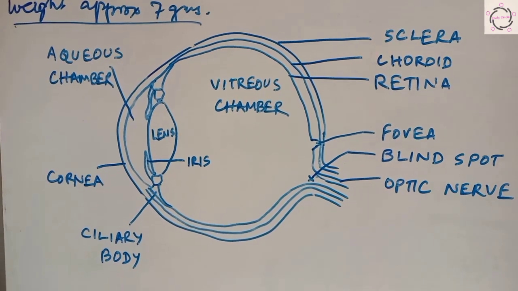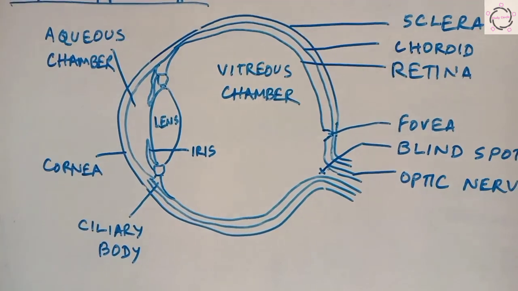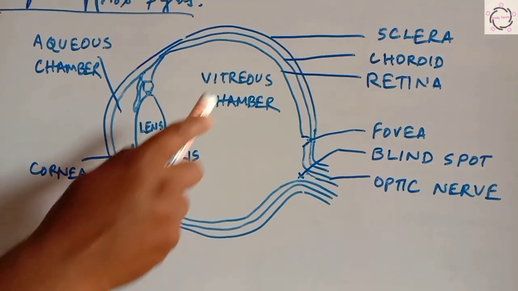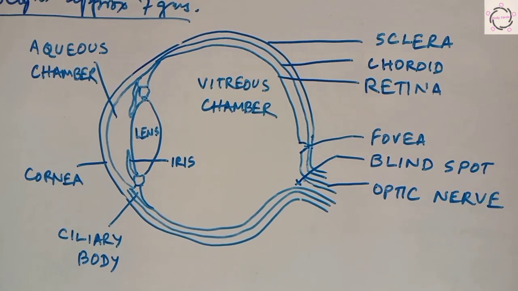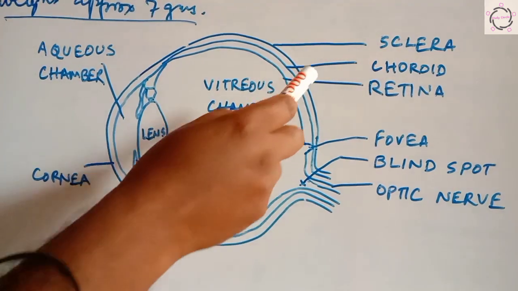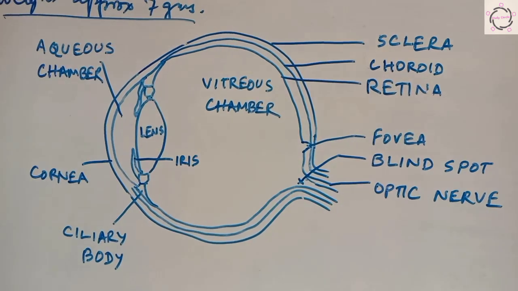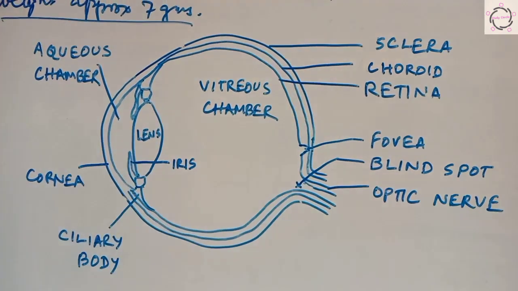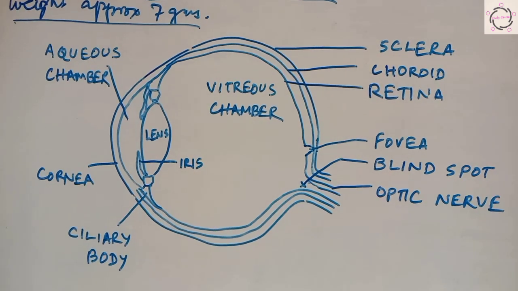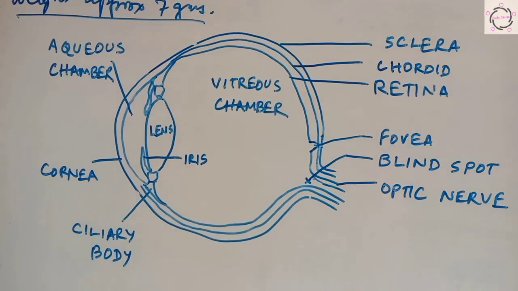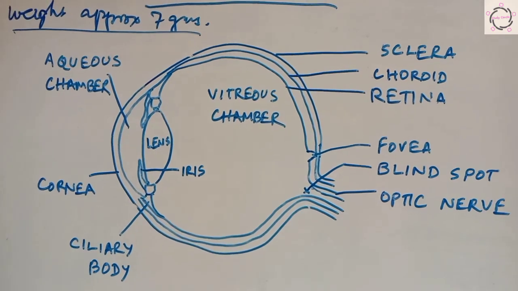So first, the wall of the eyeball is composed of 3 concentric layers. You can see the 3 concentric layers. The external layer of the eye is called the sclera, or it is also called fibrous tunic. The middle layer is called uvea or vascular tunic or choroid body, you can say, and the third, that is the innermost layer, is the retina.